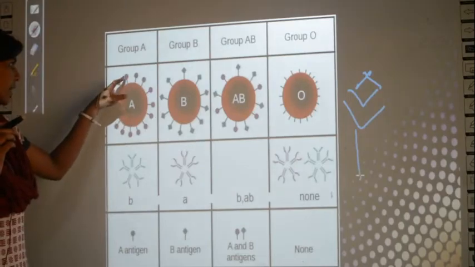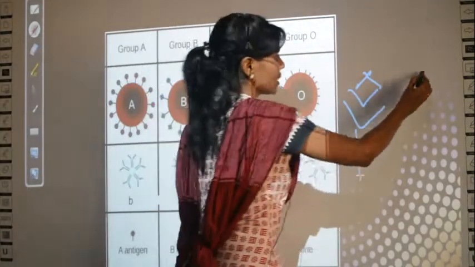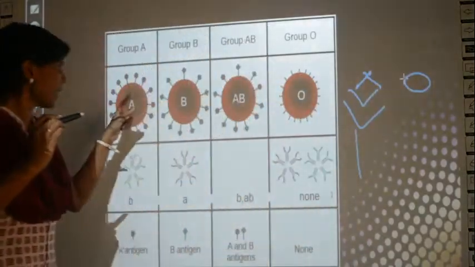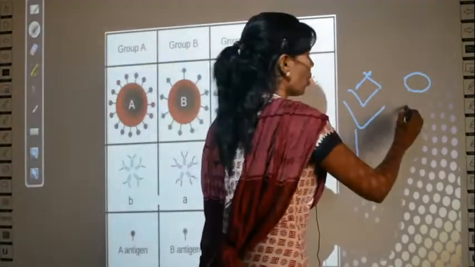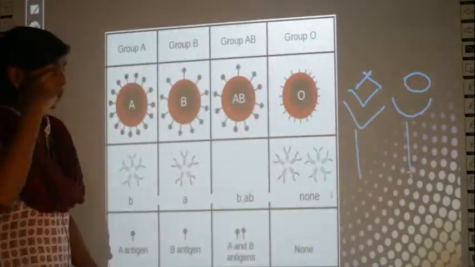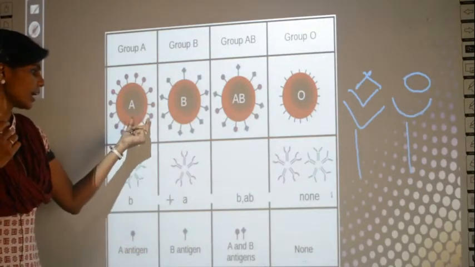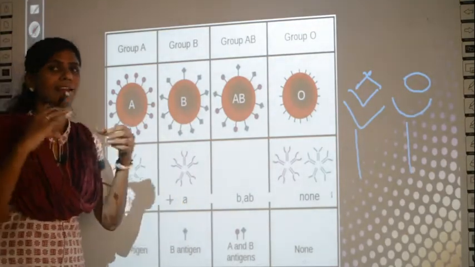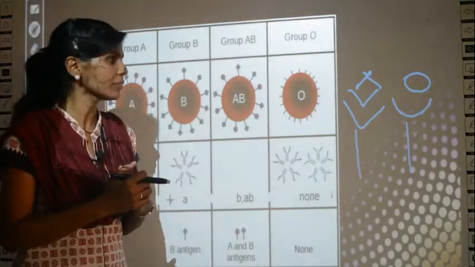At the same time, if you see this antigen, it is of this shape, right? So this shape antigen can fit into this shape antibody. Whatever I draw down, this is the antibody, because see, this is antibody A. So antigen A and antibody A are like lock and key. They will fit exactly together.